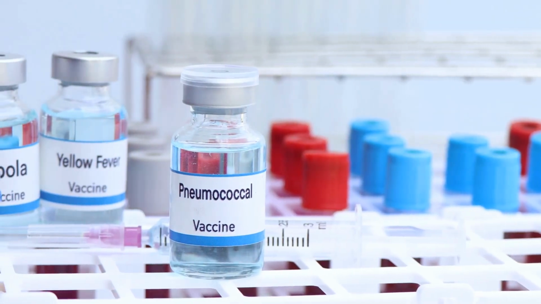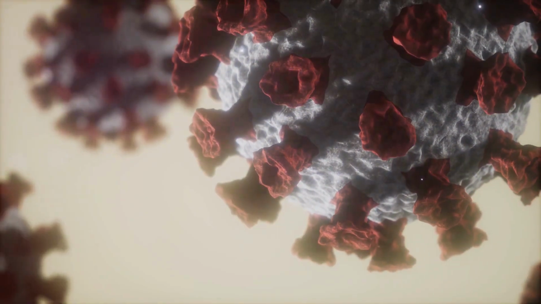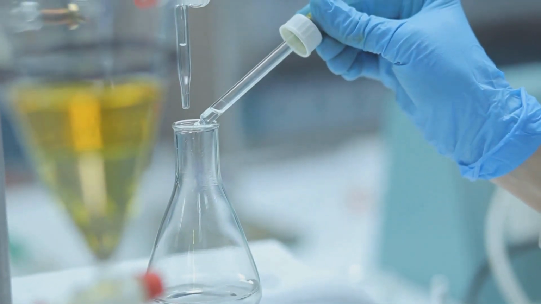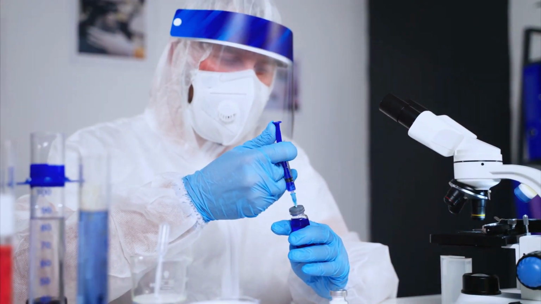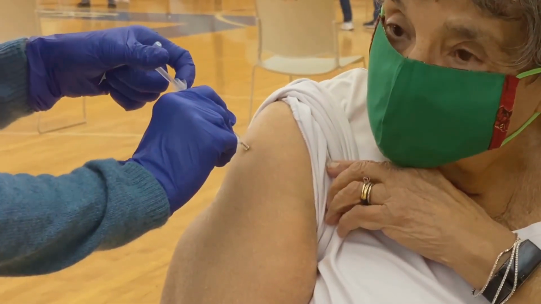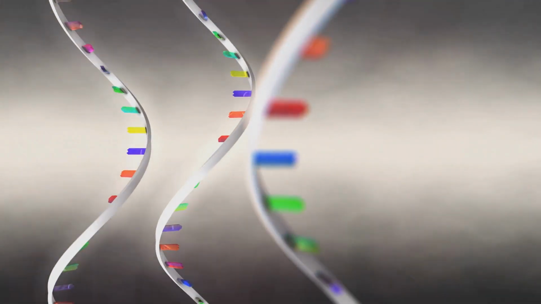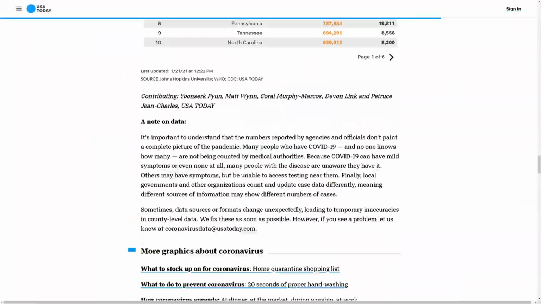Subunit, recombinant, polysaccharide, and conjugate vaccines contain key parts of a pathogen, which can be proteins or sugars. These vaccines are very safe. However, they might trigger a weaker immune response compared to whole pathogen vaccines. Toxoid vaccines use inactivated bacterial toxins to prevent diseases caused by toxin-producing bacteria. mRNA vaccines represent a novel approach in which cells are instructed to produce a protein that triggers an immune response. The Pfizer-BioNTech and Moderna COVID-19 vaccines are notable examples.